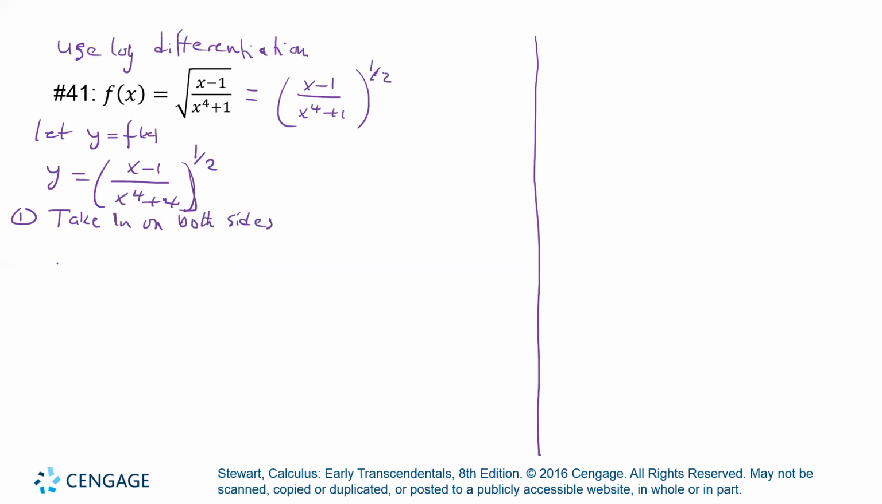Take natural log on both sides. So you have natural log of y is equal to natural log of (x minus 1 over x to the 4 plus 1) all raised to 1 half. So now use the laws to simplify.